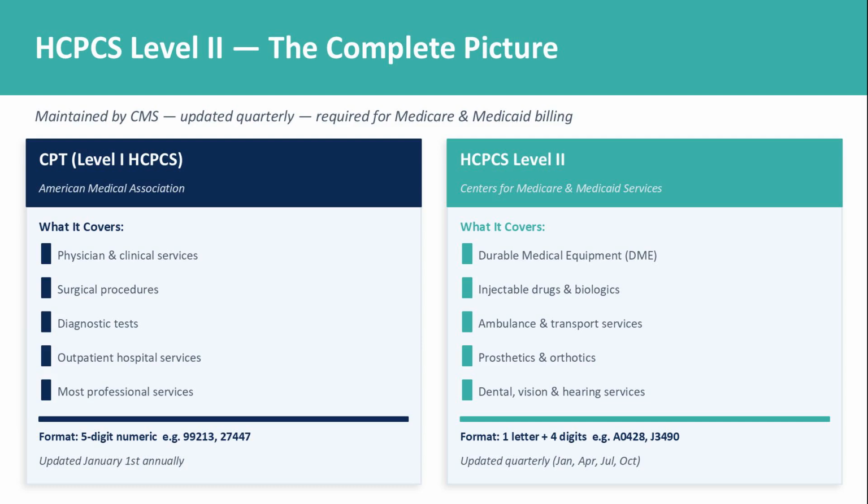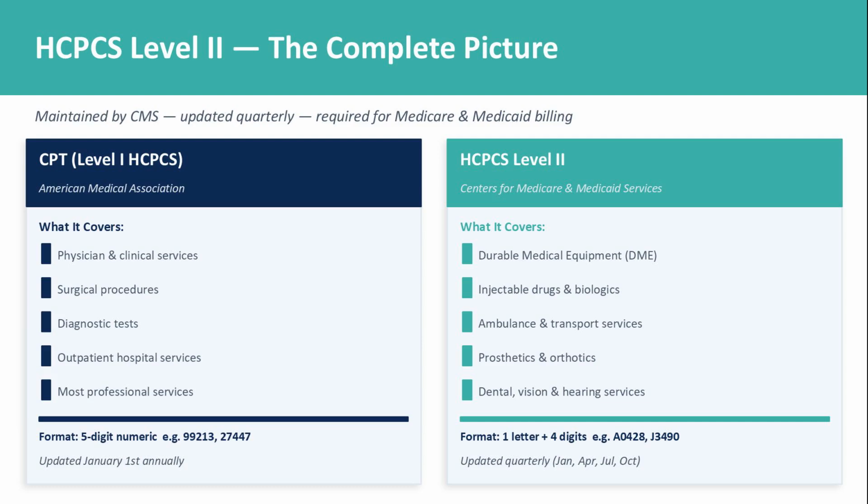On January 1st. HCPCS Level II was developed and is maintained by CMS, the Centers for Medicare and Medicaid Services, and it covers the items and services that fall outside CPT's scope: DME, injectable drugs, ambulance services, prosthetics, orthotics, and more. Unlike CPT, HCPCS Level II is updated quarterly in January, April, July, and October. This matters because drug codes in particular change frequently as new medications get FDA approval and new J codes are assigned.